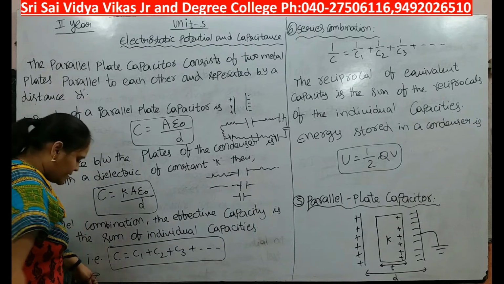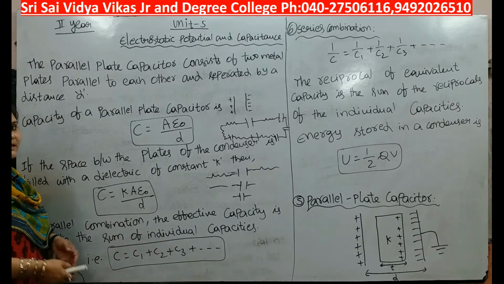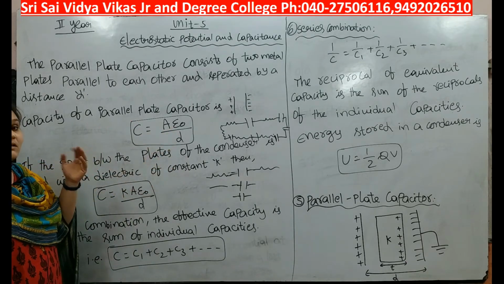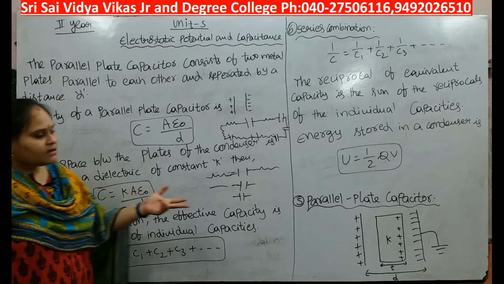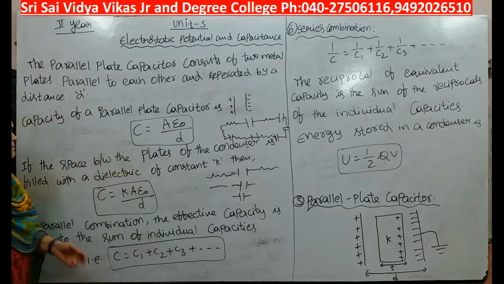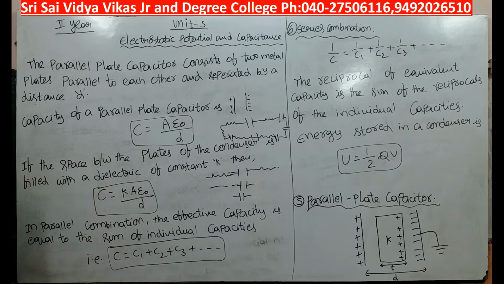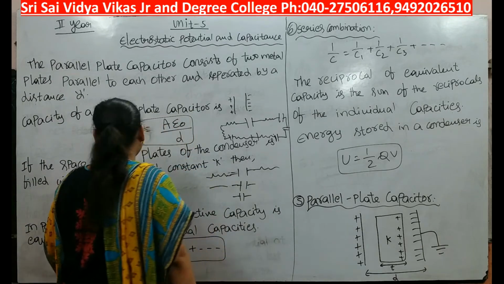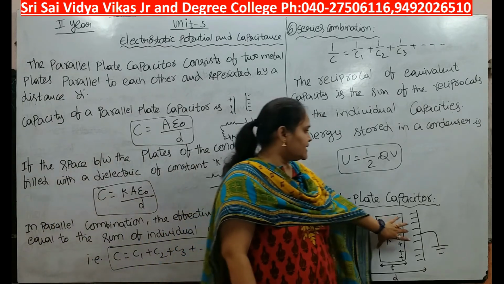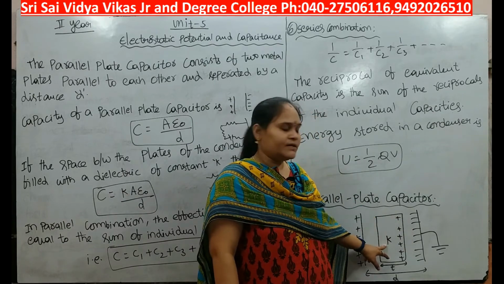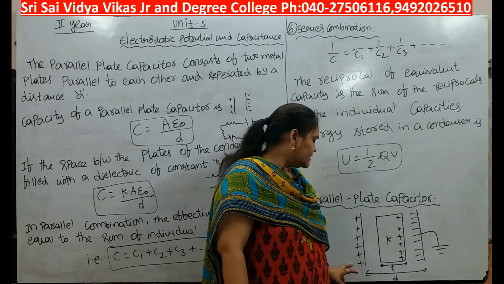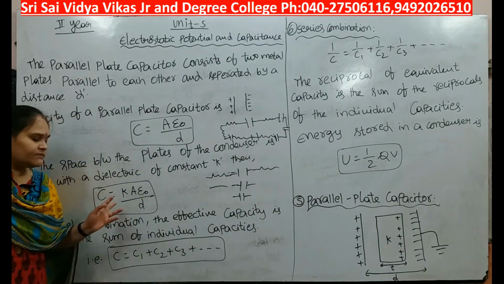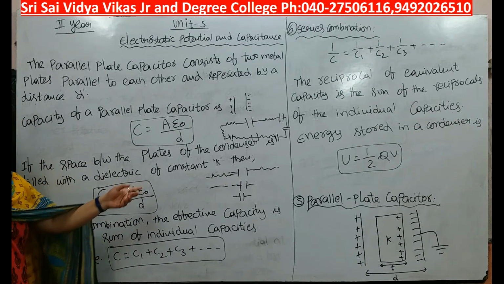The capacity of a parallel plate capacitor can be written as C equal to A epsilon naught by d. Here epsilon naught is the permittivity of free space and d is the distance between the two plates. Next, if the space between the plates is filled with a dielectric of constant K, we can place a dielectric material in between these two plates. Then the capacity will be C equal to K A epsilon naught by d.